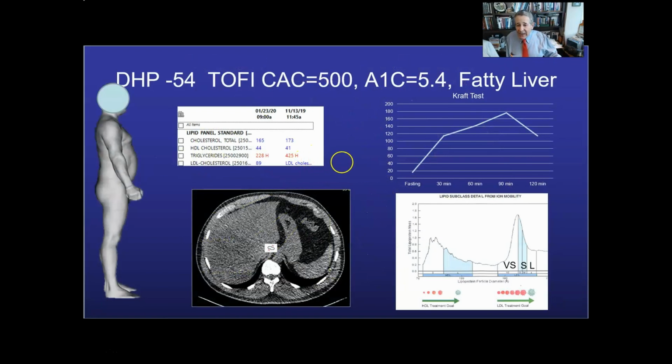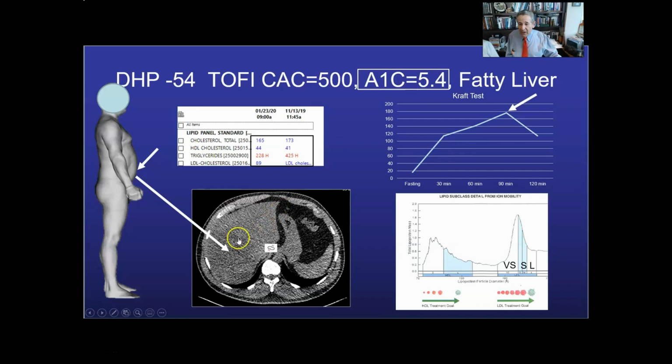So here is a patient, pre-diabetic, 54, TOFI. He's very thin on the outside, but fat on the inside. And he does have high triglycerides, low HDL. His belly, not so impressive. His A1C only 5.4, but a very abnormal Kraft test. And we knew he was in trouble.